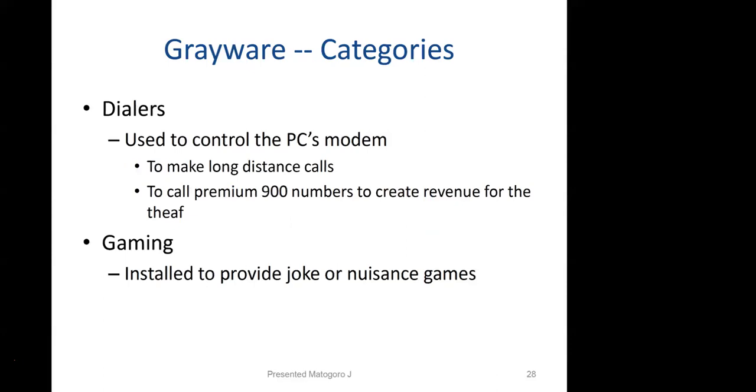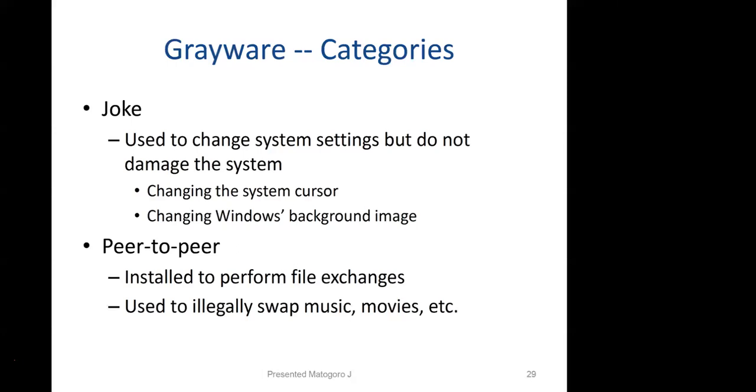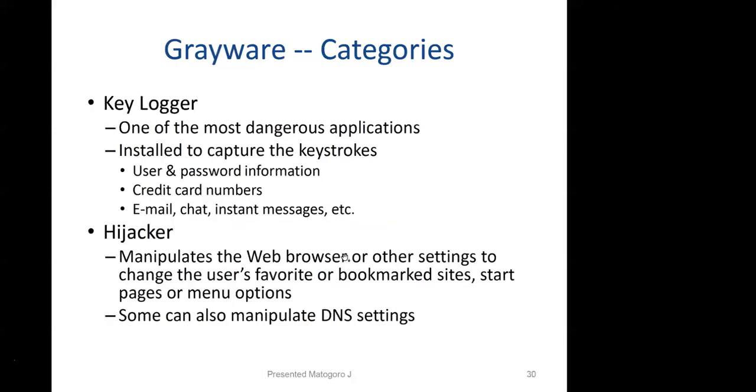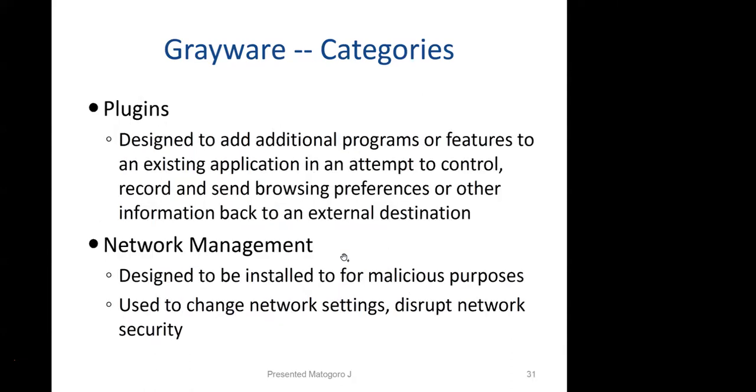It can also come as a dialer used to control the PC modem to make long distance calls, to call premium 900 numbers. These are some of the types of malware that have existed. Gaming, installed to provide jokes or nonsense games. So all these are types of malware that could infect your computer. There are also jokes, peer-to-peer malware, keylogger malware, hijacker. So all of these are categories of malware, plugins, network management.